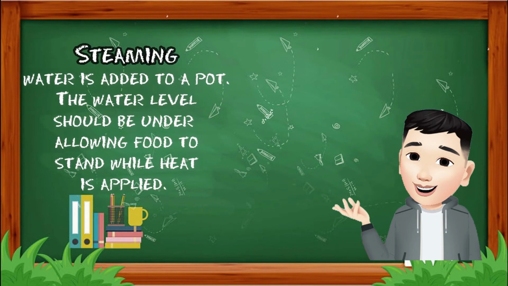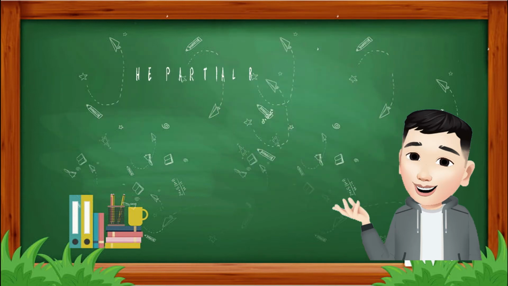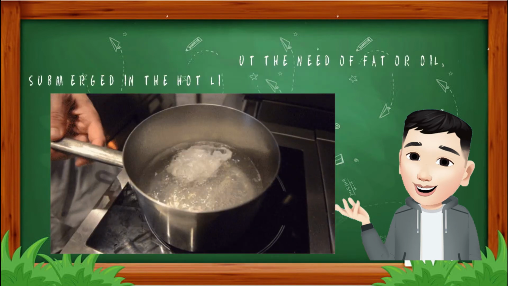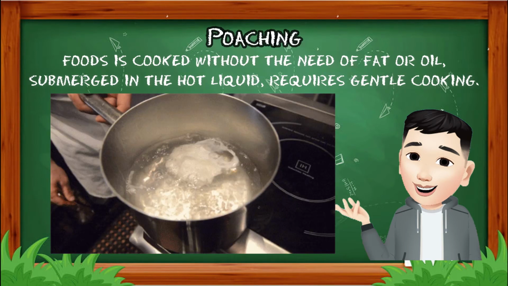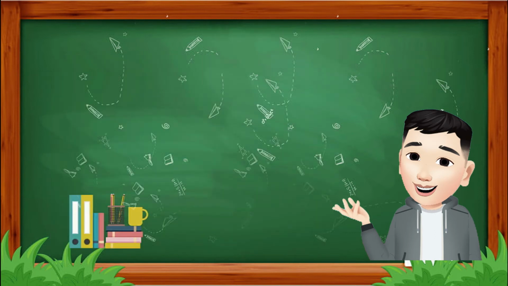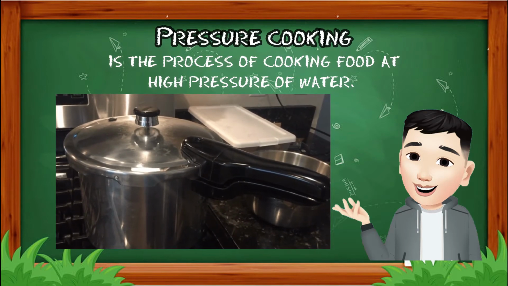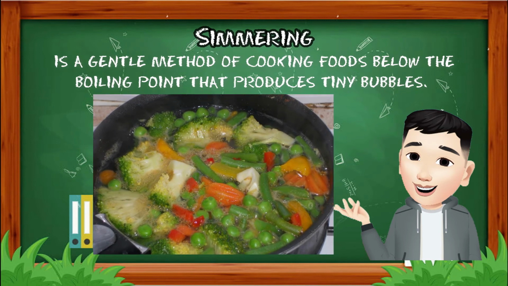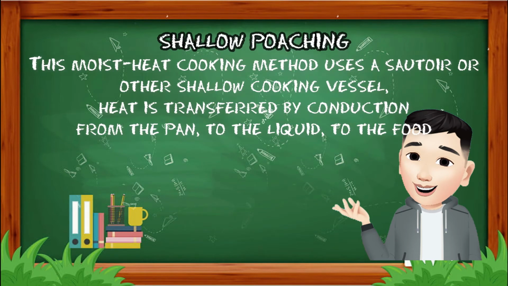Steaming: water is added to a pot. The water level should be low, allowing food to stand while heat is applied. Parboiling is the partial boiling of food. Poaching is cooking without the need of fat or oil, submerged in hot liquid, which requires gentle cooking. Pressure cooking is the process of cooking food at high pressure of water. Simmering is a gentle method of cooking foods below the boiling point that produces tiny bubbles. Shallow poaching.